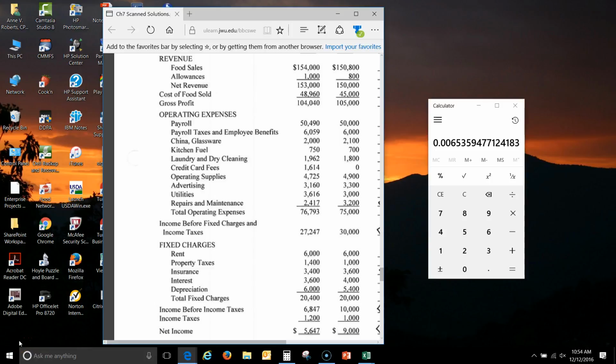Now in this one, here's your original data, and it says prepare a comparative analysis from the following income statement to show all percentages to one decimal rounded. So in this particular case, are we doing horizontal or vertical analysis? Horizontal. So you have to subtract the two first, make the change.